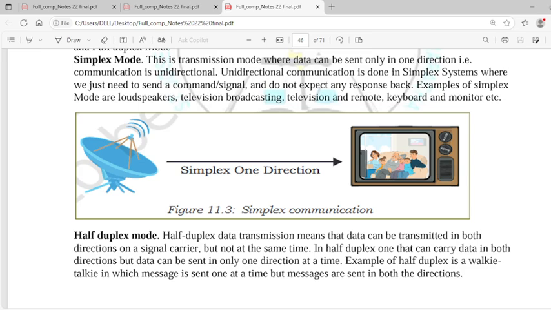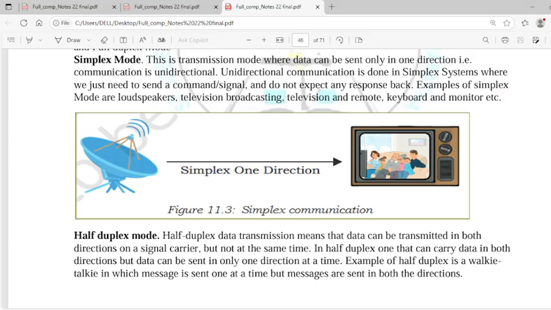Then we have television broadcasting. We have TVs. A signal can only move from the TV station to your TV, but no signal will ever move from your TV to the TV station. Then we have a remote. A signal can only move from the remote to the computer or to the TV screen to control whatever, to give commands. But no signal will move from the computer to the remote.